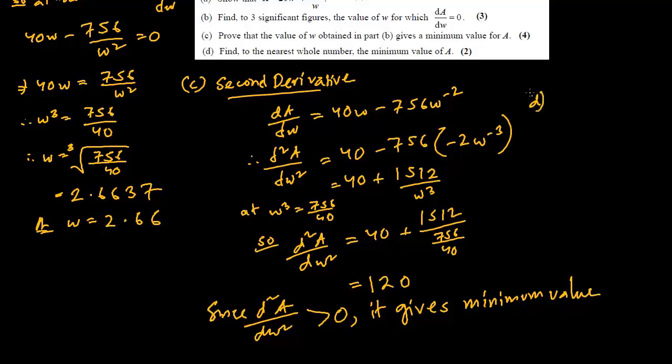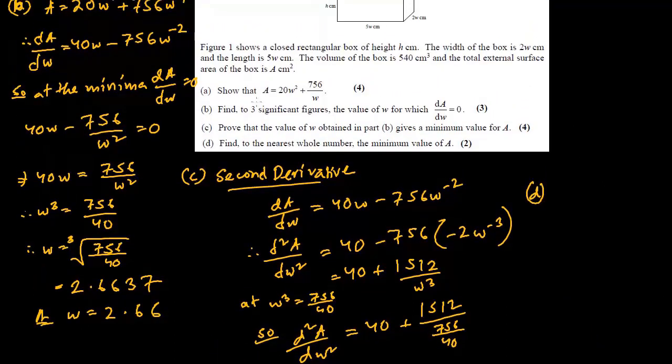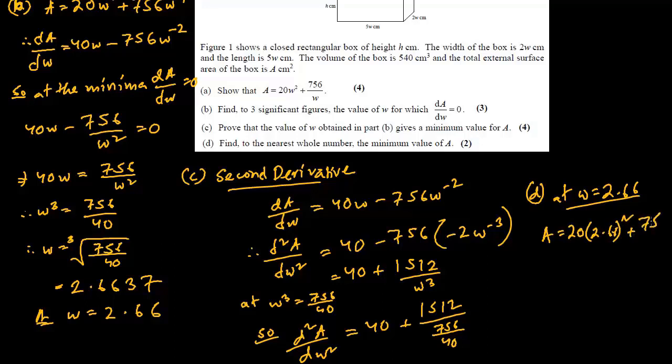Now question number D, we have to find the actual value of A, from this expression of A. So at w equals 2.66, that is the value of w over here, we can write A equals 20 into 2.66 squared plus 756 divided by 2.66. I must add, it's a good idea to take more than 2.66. You should take 2.6637 to prevent rounding off error, because the answer would be more accurate if you take more digits of w.